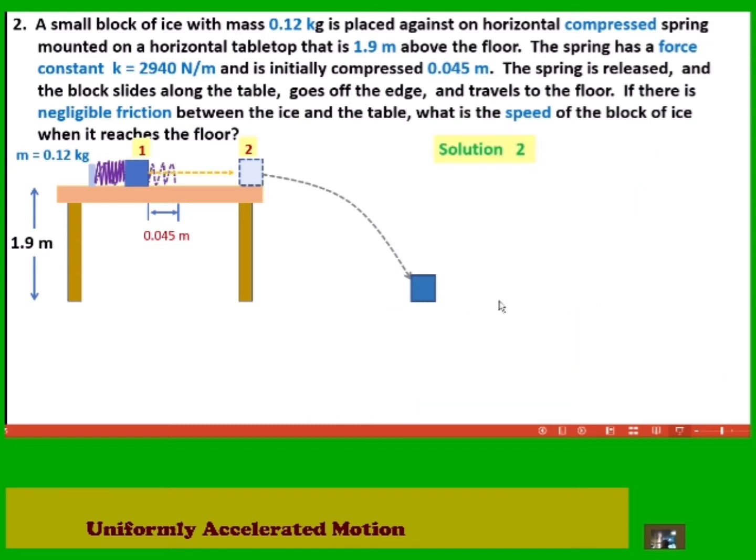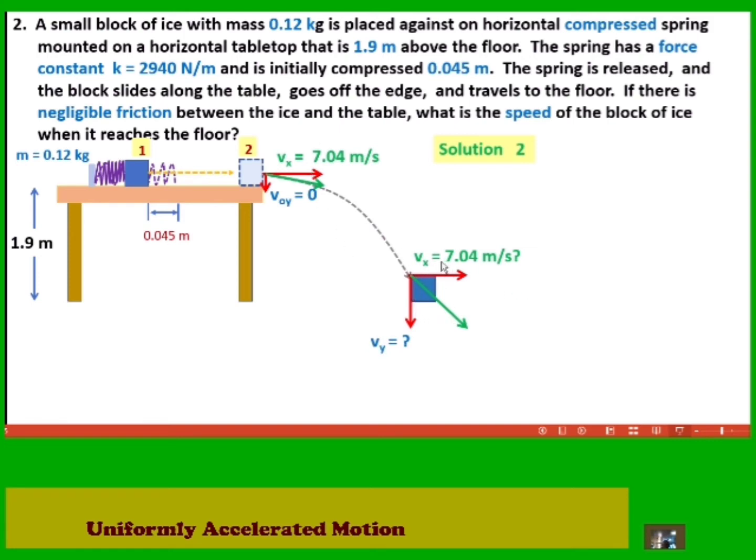We will consider solution 2. Let us consider the motion of the block of ice from point 2 to point 3. At point 2, previously its speed is 7.04 meters per second. Its velocity is directed horizontally, so v sub x. The y component of its velocity is 0 because initially at point 2, the block of ice is moving horizontally. At point 3, this is the horizontal and vertical component of its velocity.